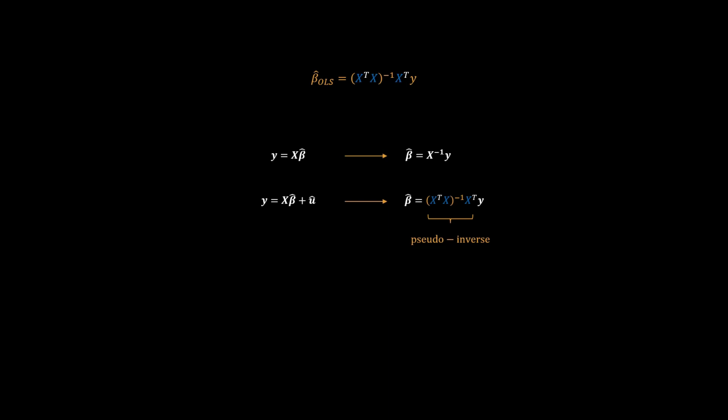Note that the ordinary inverse can be calculated for square matrices, but our design matrix X need not be a square matrix. However, X transpose X is a square matrix and the inverse exists. So we can calculate the pseudo-inverse for rectangular matrices to find solutions for overdetermined systems.